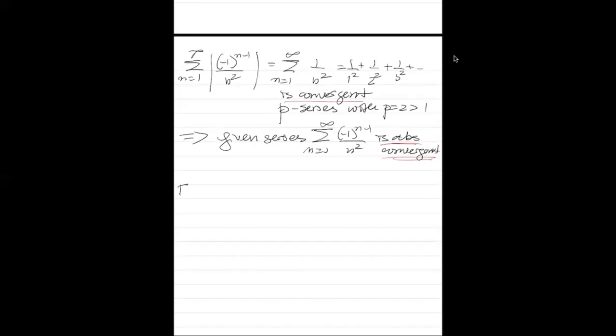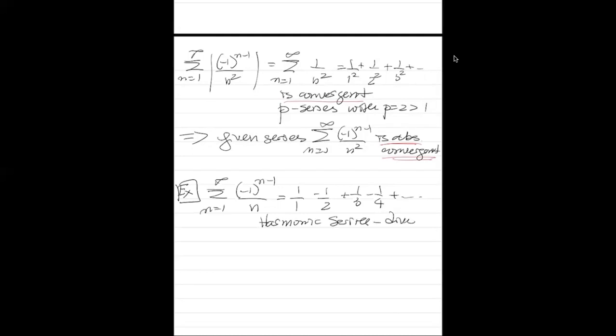Example 2. Now we're looking at sigma, n from 1 to infinity, negative 1 to the power n minus 1 over n. Expand it, n equals 1, and we'll have 1 over 1. N equals 2, minus 1 over 2, plus 1/3, minus 1/4, and so on. This is familiar. We call this harmonic series. And if you remember, that was divergent. You can think about it being the p-series with p equals 1, so it's divergent.